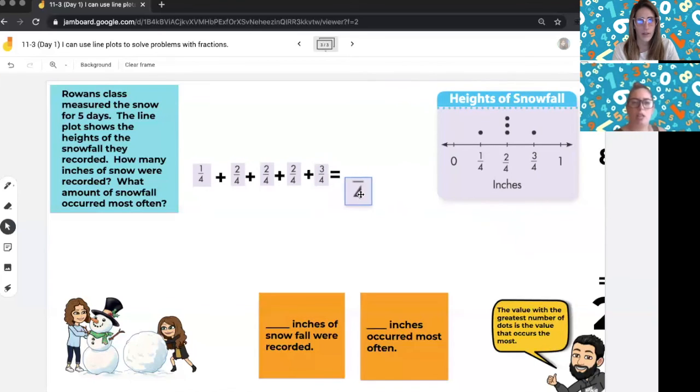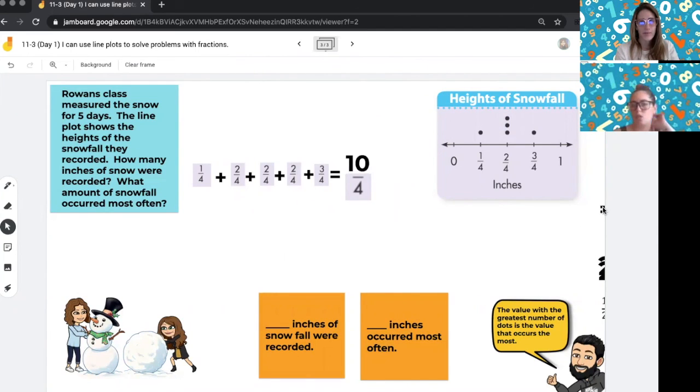We don't have to find any equivalent fractions because we know our denominator is going to stay as 4. And all we have to do is add up our numerators. So 1 plus 2 is 3. 3 plus 2 more is 5. 5 plus 2 more is 7. 7 plus 3 equals 10. So Ms. Schultz, if we have 10/4, that looks like an improper fraction to me. Yeah, we can't use that.